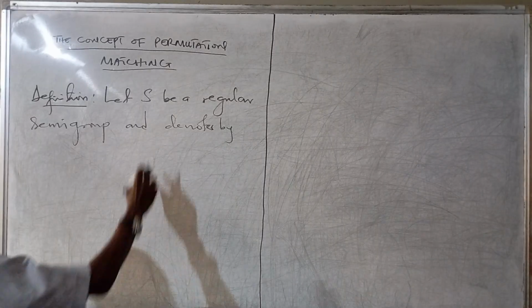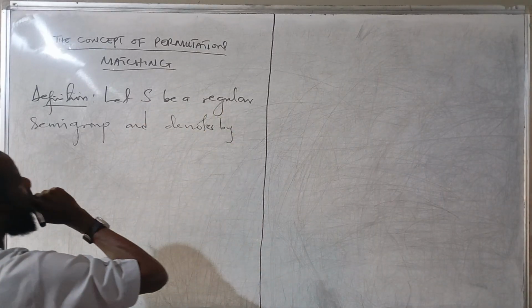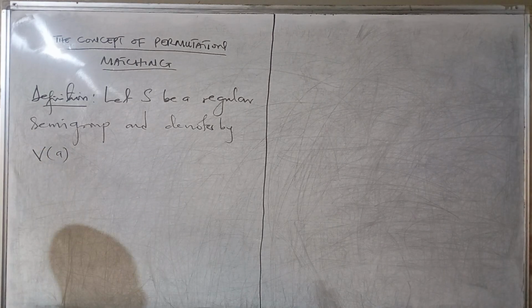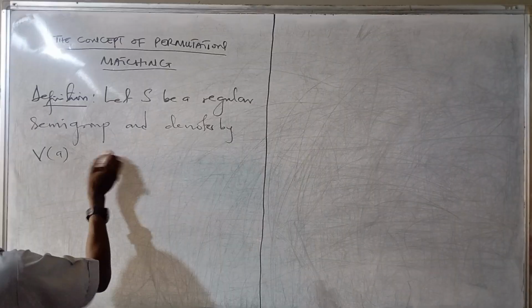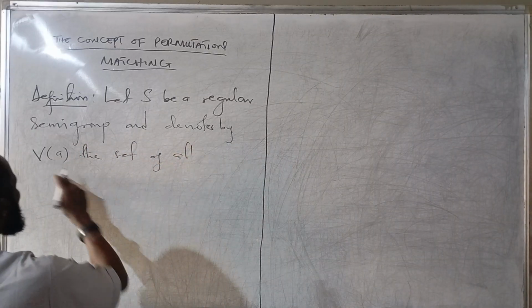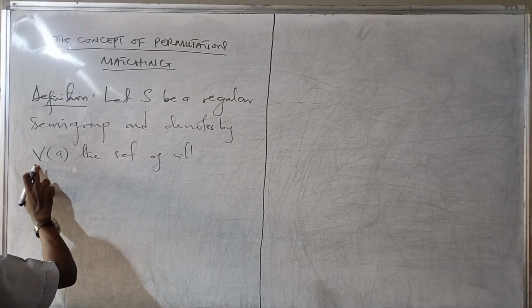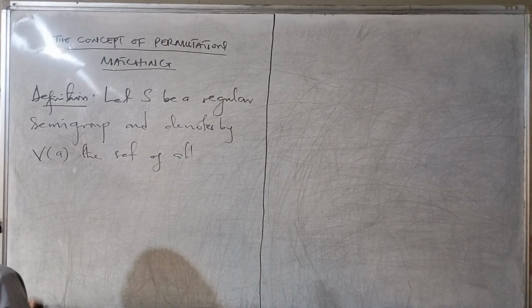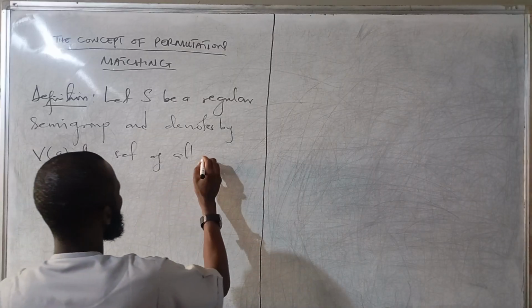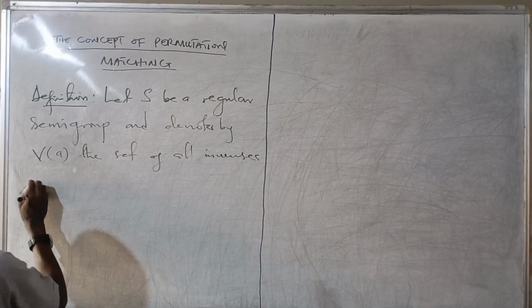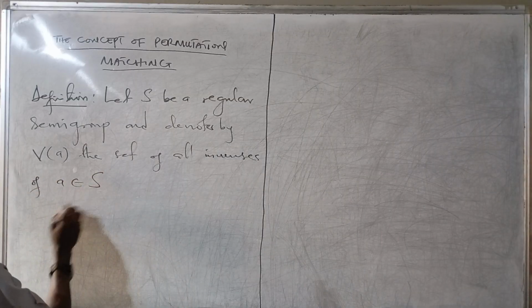generally in studying regular semigroups, we write V of A for the set of all inverses of an element A. So we denote by this the set of all inverses. This is almost standard in the theory. Whenever you see V of A, it's denoting the set of all inverses of the element A in S.